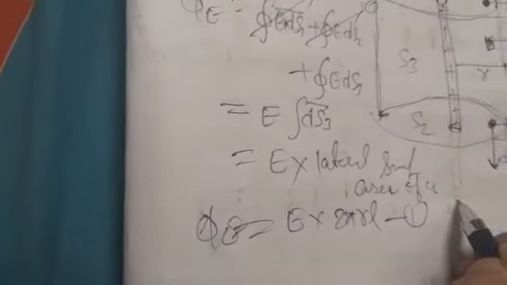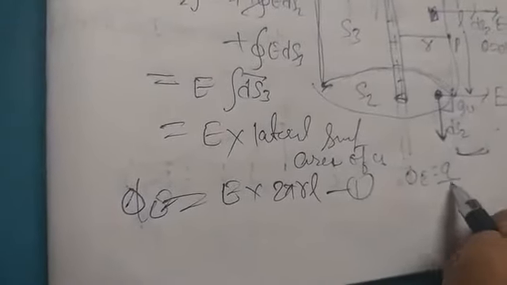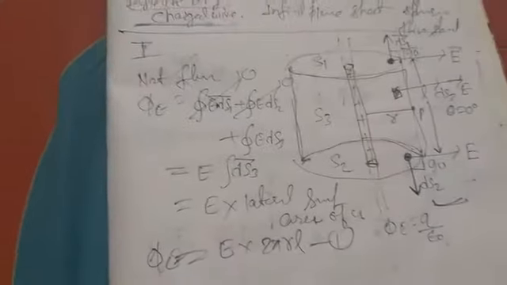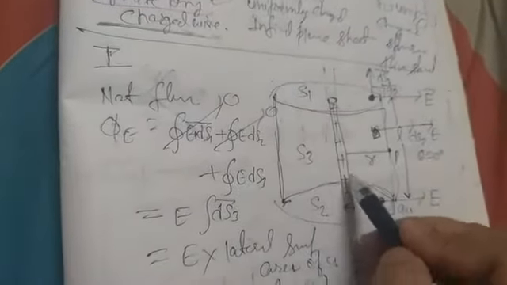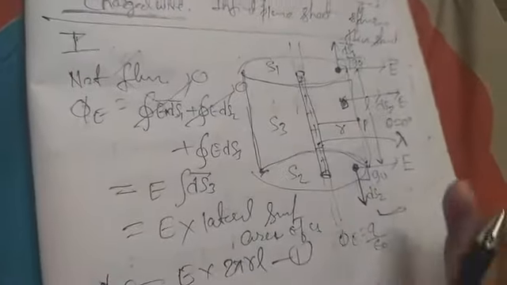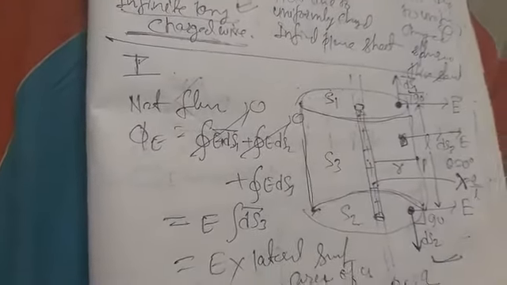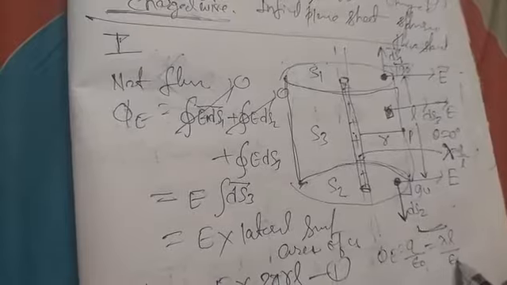Also by Gauss theorem we know that phi E equals q upon epsilon naught. As we know, the charge density is given. Suppose this wire has a linear charge density lambda. We have already learned about that. Linear charge density lambda is Q upon length. So Q becomes lambda times L, divided by epsilon naught.